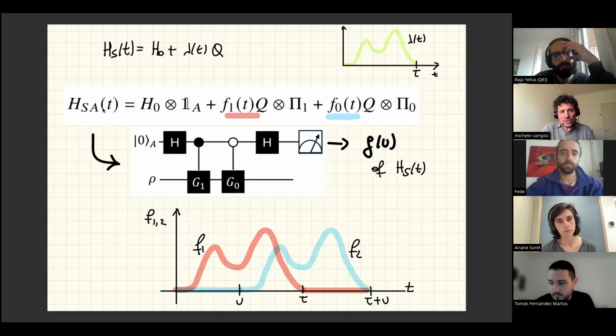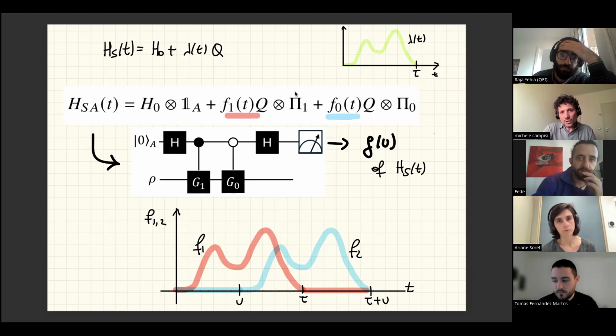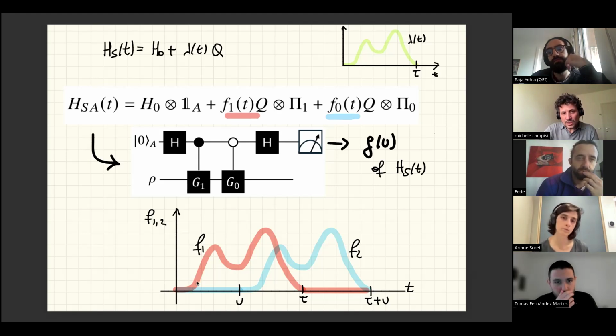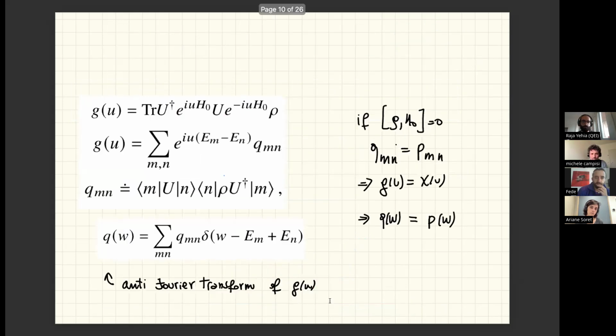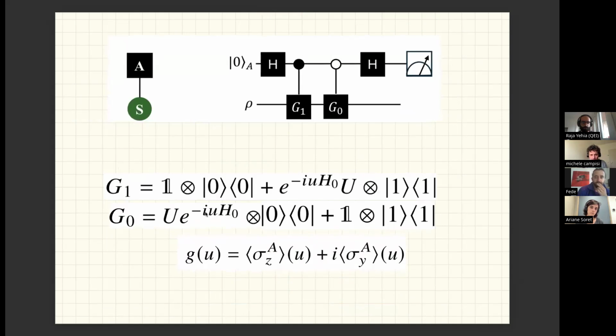So the HSA is what? It is the unperturbed system Hamiltonian tensor product identity on the ancilla, plus here you have some driving, F1 times Q. Q is the operator in your system to which you are coupling, times the projector onto the one state of the ancilla. And here you have another driving times the projector onto the other state of the ancilla. And these two drivings, F1 and F0: F1 is you drive your lambda of t until time tau, so that you realize basically the evolution unitary u, this u here and there.